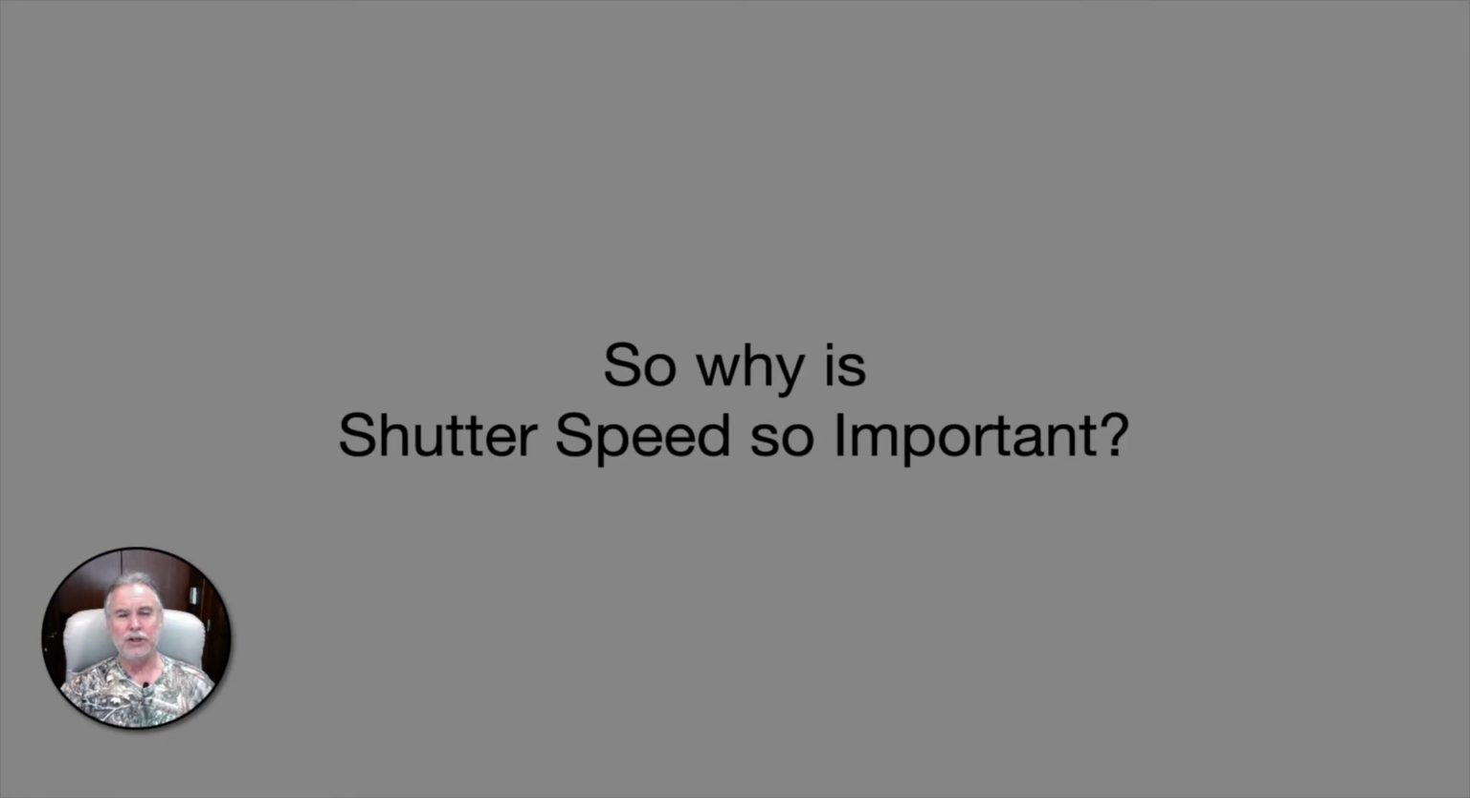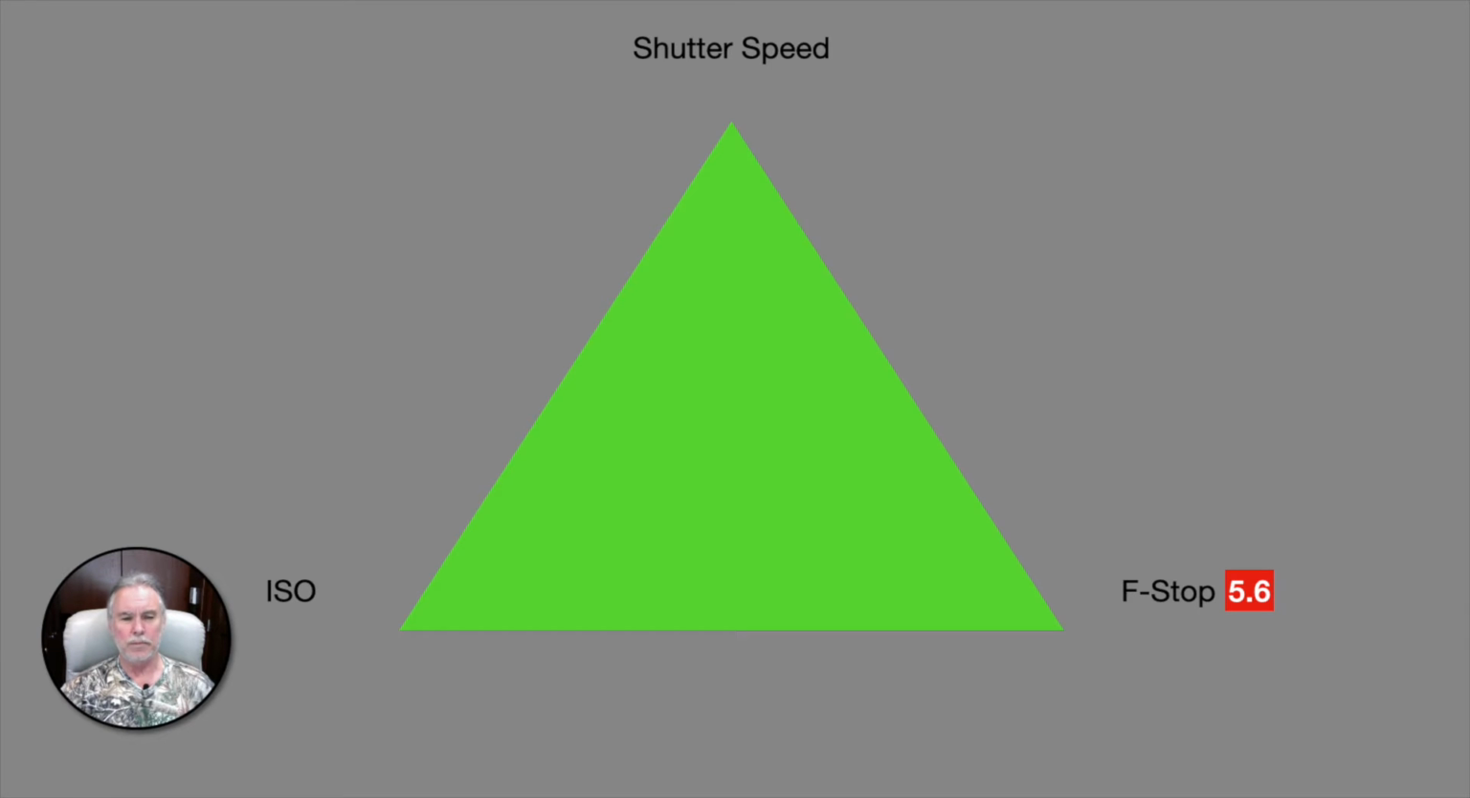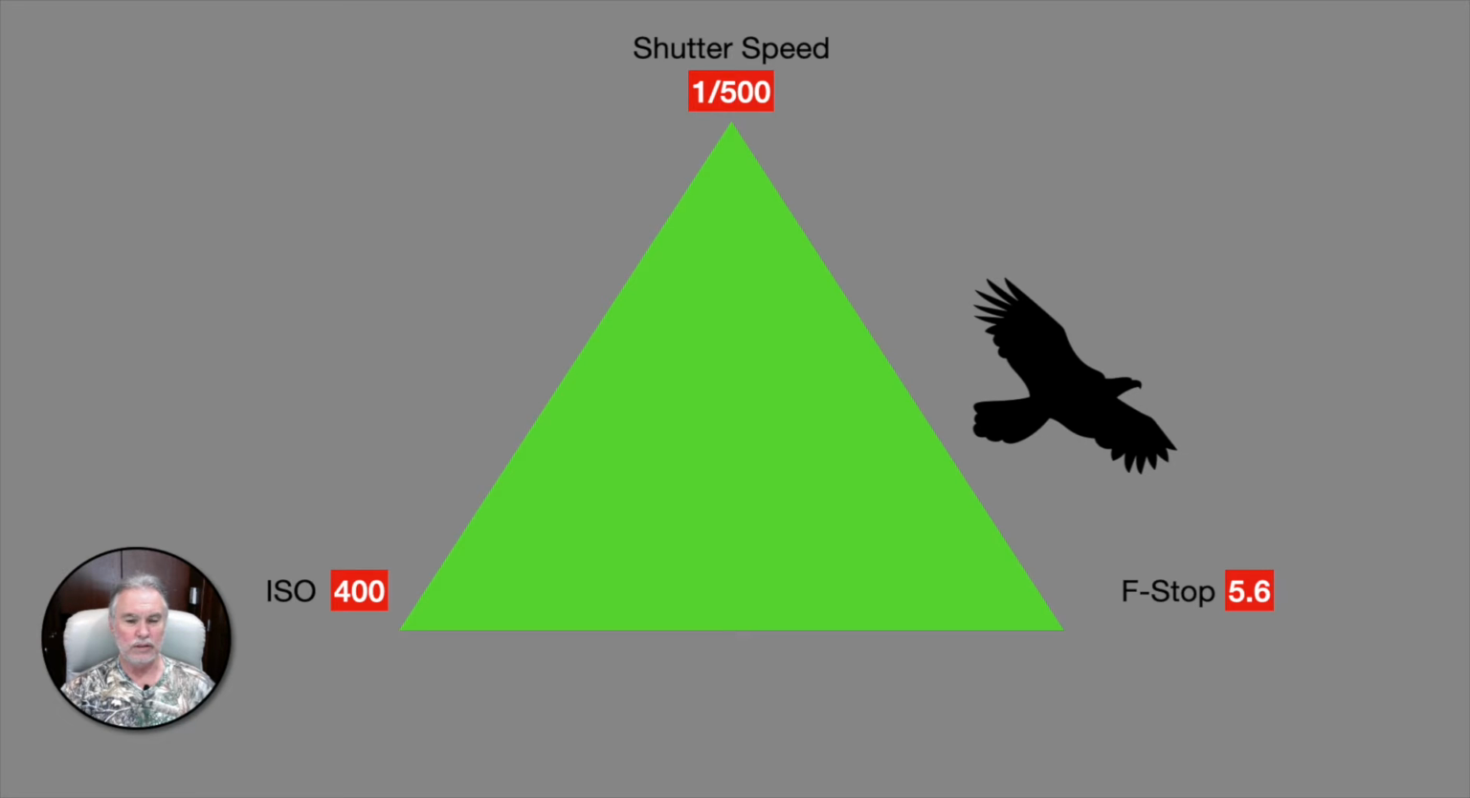So why is shutter speed so important? Well, if you take a shutter speed of 1/500th of a second at ISO 400 and this bird flies in, we take his picture, we get this motion blur. And it's either because of the movement of the bird, or it could be the camera shake that you induce into moving around and taking the picture.